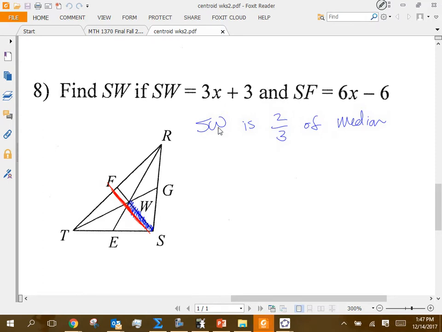So now we go back to Algebra 1, the first 2 or 3 weeks of Algebra 1, and we take these words and we put them into algebraic notation. SW, what does the word "is" mean? Equals. 2/3. Now "of" algebraically means what? Times. And now the median. Which one of these parts is the median? FS. Yep. So now we've got our equation, right? So now I plug in SW, I plug in SF, and we should be good from there.